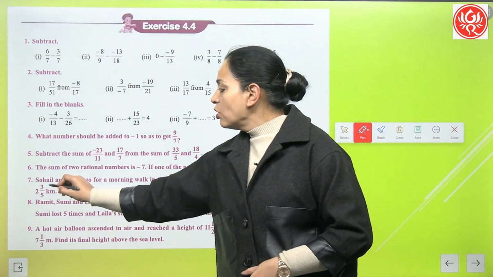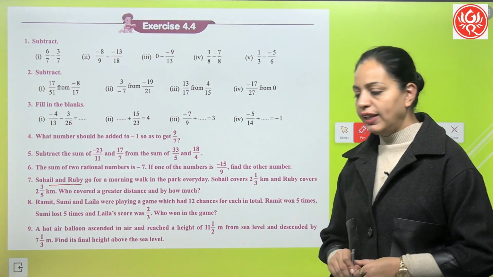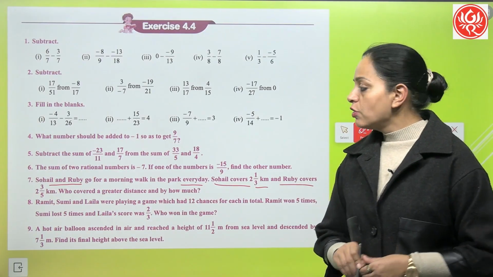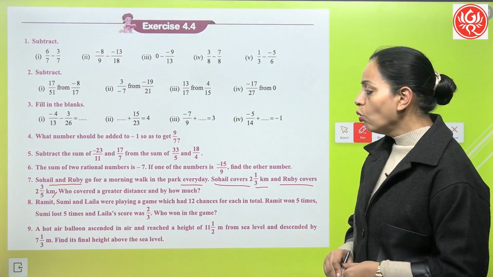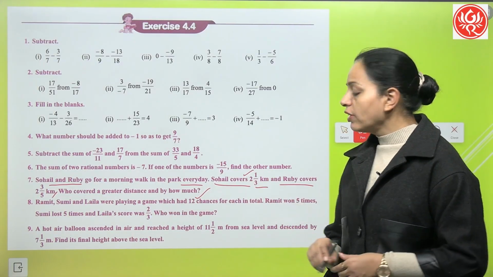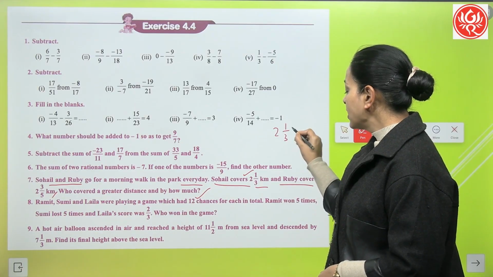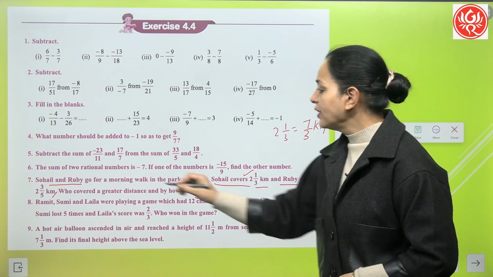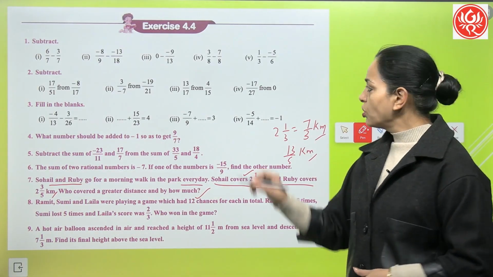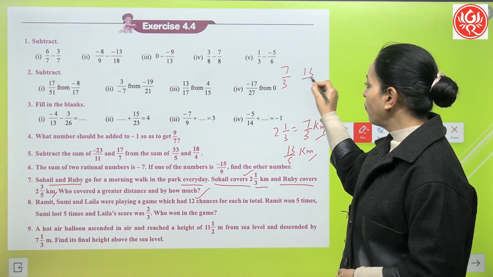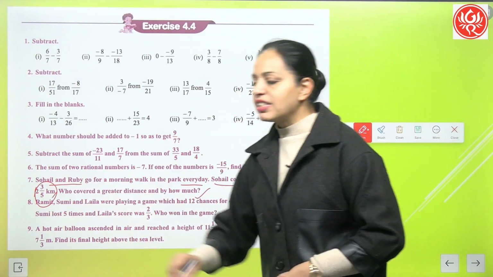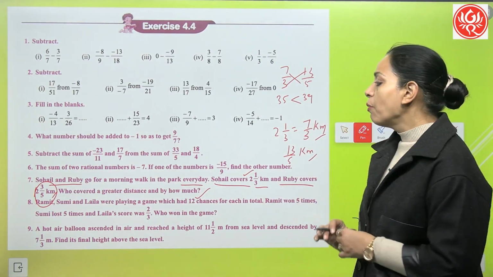Now see the next, the seventh one. Sohail and Ruby go for a morning walk in the park every day. Sohail covers 2 whole 1 by 3 kilometer and Ruby covers 2 whole 3 by 5 kilometer. So who covered a greater distance and by how much? Here Sohail covers 2 whole 1 by 3 kilometer. It means 7 by 3 kilometer. And this is 13 by 5 kilometer. Compare these two. So 7 by 3 and 13 by 5. Cross multiply, 35. This is 39. It means 13 by 5 is more than this one. So Ruby covers more distance.